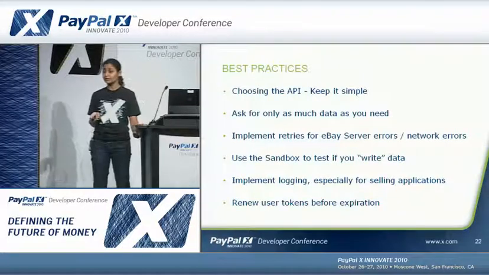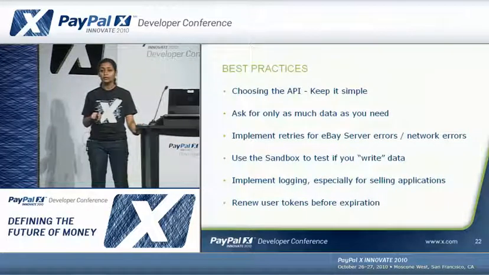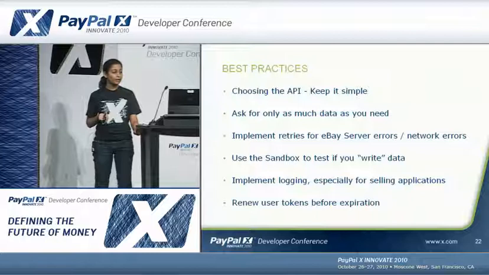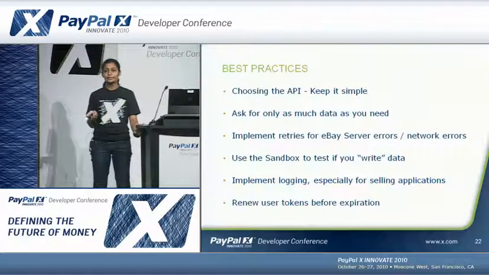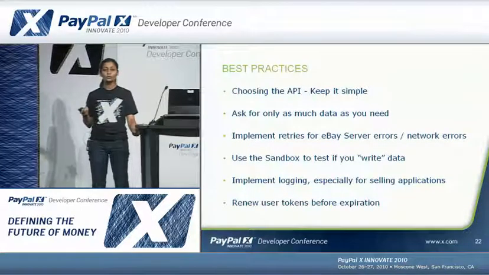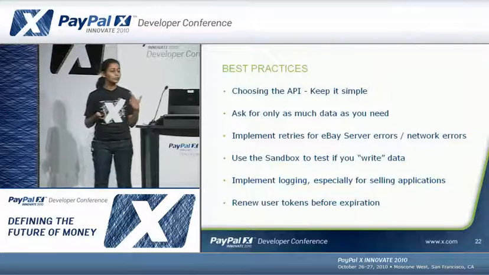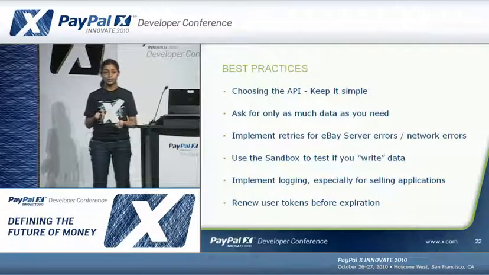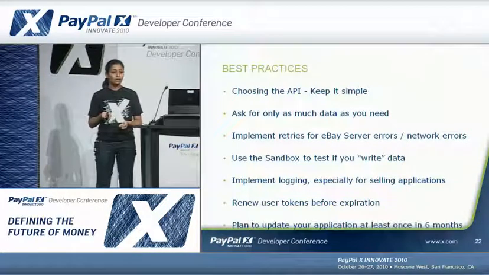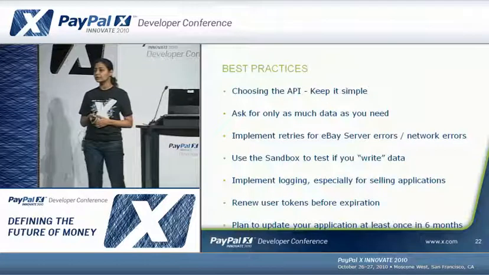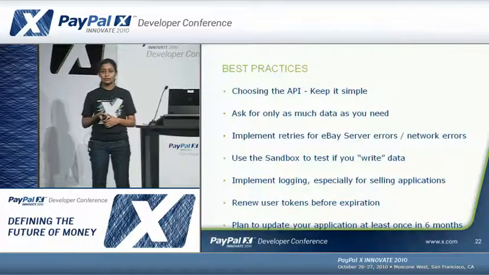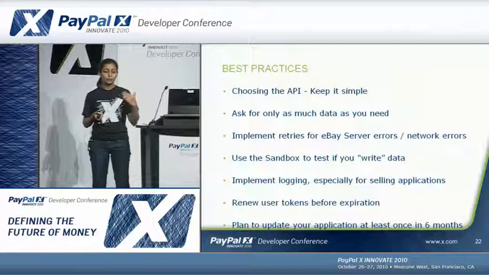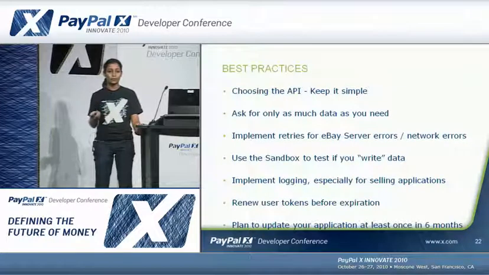Implement logging. It's a great troubleshooting aid. So implement logging in your application. If you're building a selling application, make sure you have the ability to renew tokens before they expire. And plan to update your application at least once in 6 months, because we deprecate the lowest level of API once every 6 months.